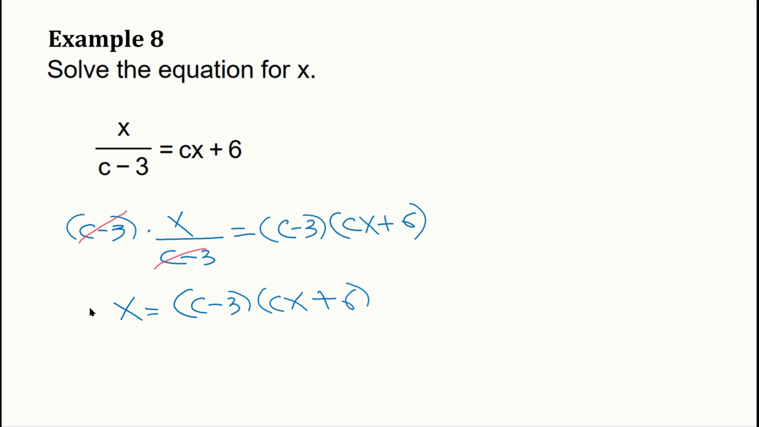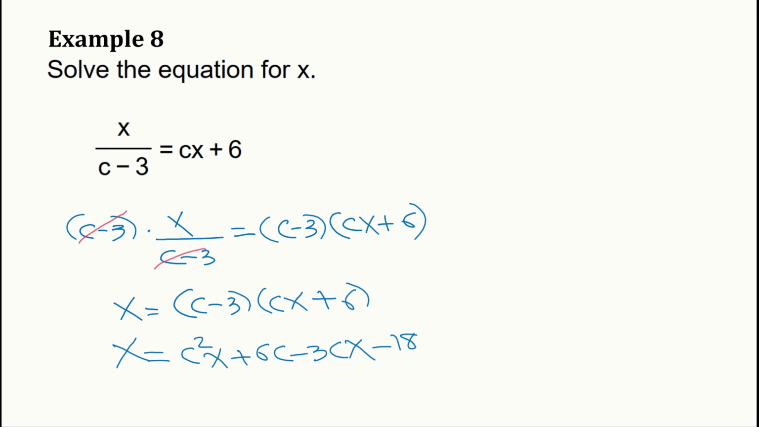So now we have x equals, we're going to go ahead and distribute the c, and then we'll distribute the negative 3. So I get c squared x plus 6c. Now we're distributing the negative 3, so we get minus 3cx, and then minus 18.